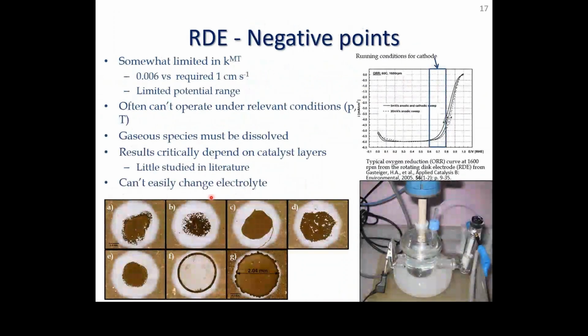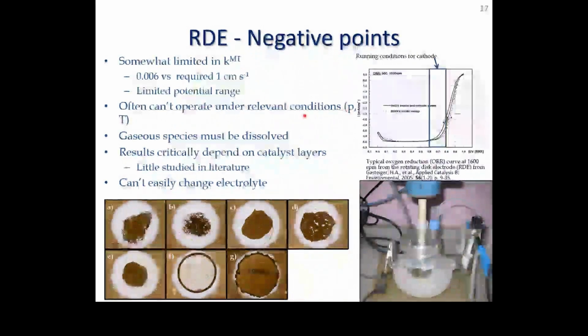What are the negative points? Well, as we mentioned beforehand, the mass transport rate constant is fairly low compared to where we'd want to be. Because of that, we can typically only make our measurements over a limited potential range, and that often means we can't make those measurements in the potential range where we'd want to be. What we have to do is make the measurements in a different potential range and extrapolate, for instance. The other issue is it can be very difficult to operate under relevant conditions that we might be interested in.